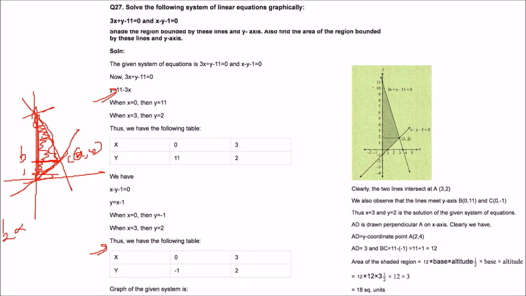So half into the x-coordinate into the base. What is the base? See, from here to here it is 11. From here to here it is 1. So 11 plus 1 is 12. 12 is the base. And what is the height? 3. So half into 12 into 3 will be half into base into altitude. 2 sixes are 12, 6 threes are 18. 18 square units will be our area.